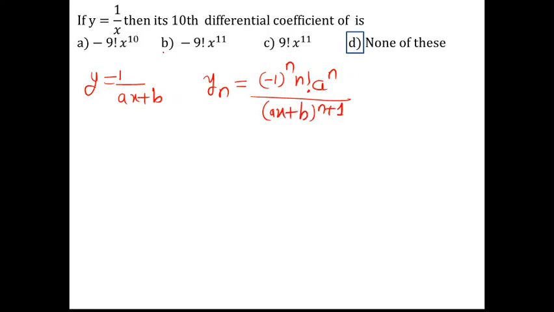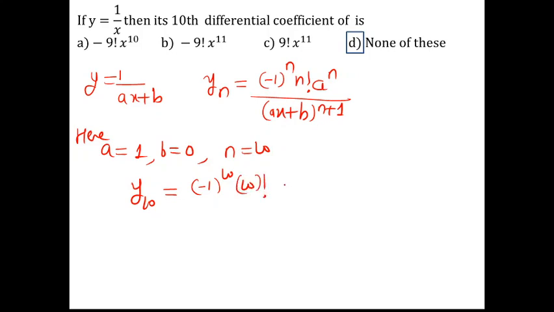Such types of questions can be answered if you memorize the standard formulae. Let's compare this function with this standard form. Here a is equal to 1, b is 0, and as the 10th differential is asked, the value of n is 10. Just putting these values in this formula, the 10th differential coefficient will be minus 1 to the power 10, then 10 factorial, then a is 1, so 1 raised to power 10, upon ax plus b, which is x raised to power 10 plus 1, 11 simply.